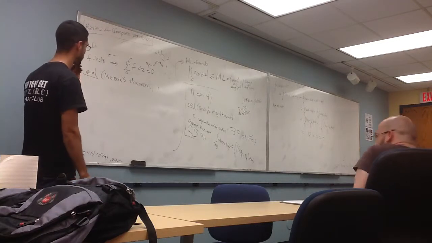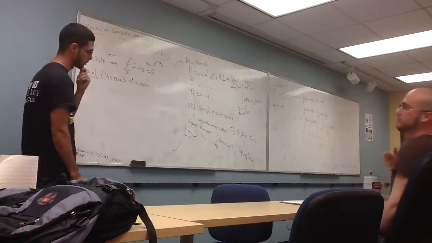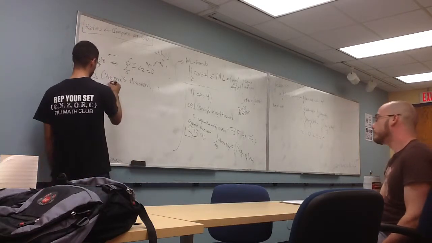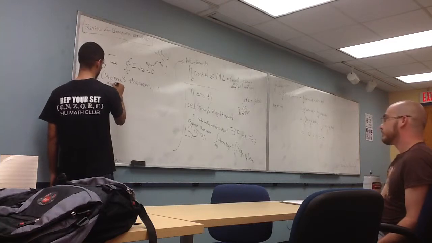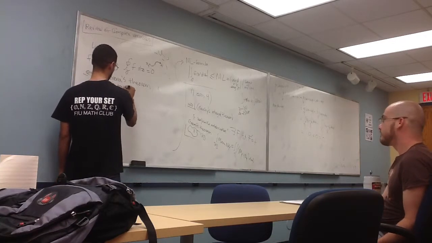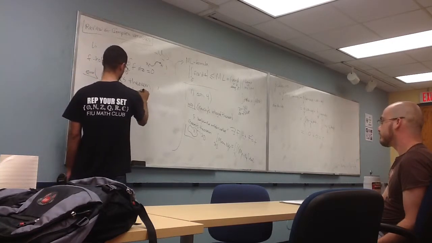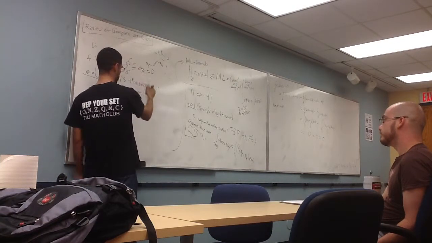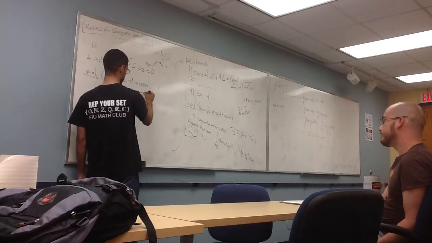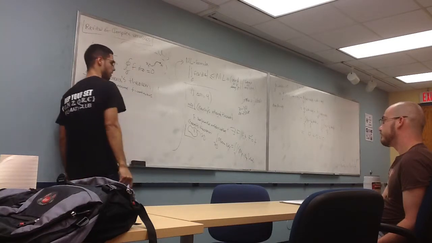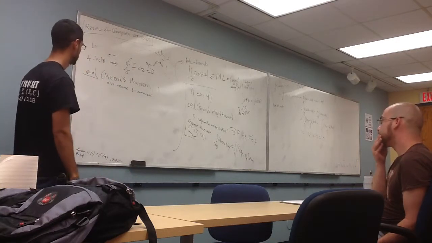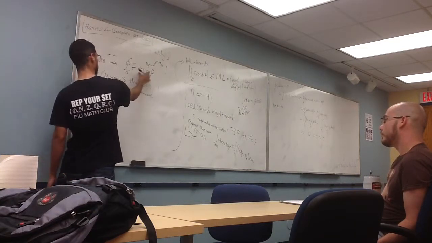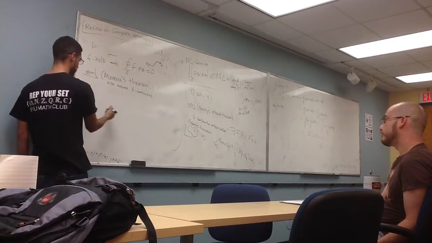Actually, it's a partial result. It's a partial converse. We also have to assume that f is continuous, so it's only a partial converse. All right, and we do it as such. We're assuming this and showing this.